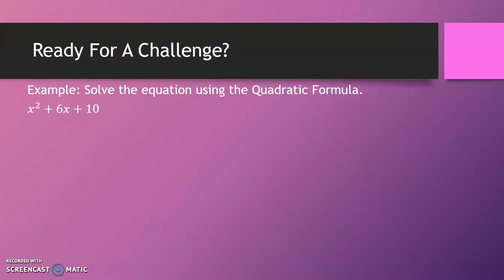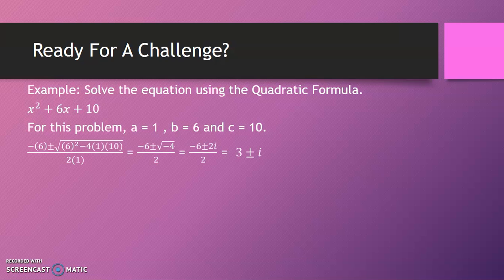Let's try a challenge problem. For this one, I have x squared plus 6x plus 10. A is 1, B is 6, and C is 10. If I plug this into my quadratic formula, I simplify and I get negative 6 plus or minus the square root of negative 4 over 2.